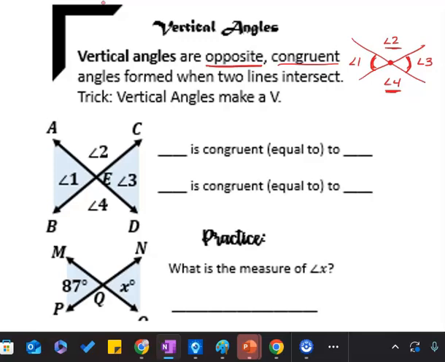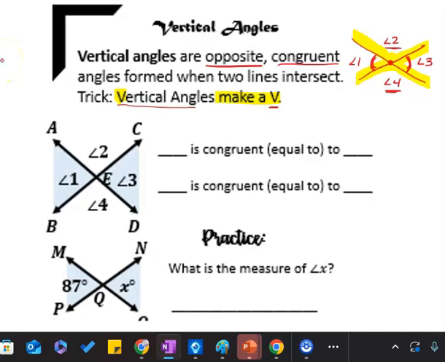All right. When we get into more angles, it's important to remember which types of angles does what. And vertical angles make a V. If you notice right here, when we talk about angle 1 and angle 3, you see how they make V's that meet here in the center at that vertex? That's what we mean by they make a V. And they start with V. Vertical angles make a V. It's just a little trick.